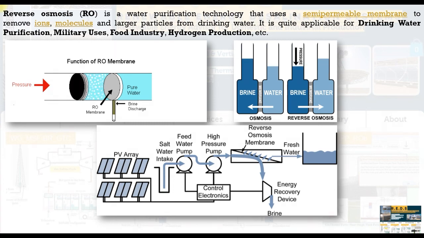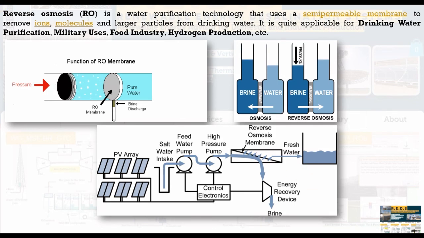Reverse osmosis is a water purification technology that uses a semi-permeable membrane to remove ions, molecules, and larger particles from drinking water. It's quite applicable for drinking water purification, some industrial processes, military uses, the food industry, hydrogen production, and so on.